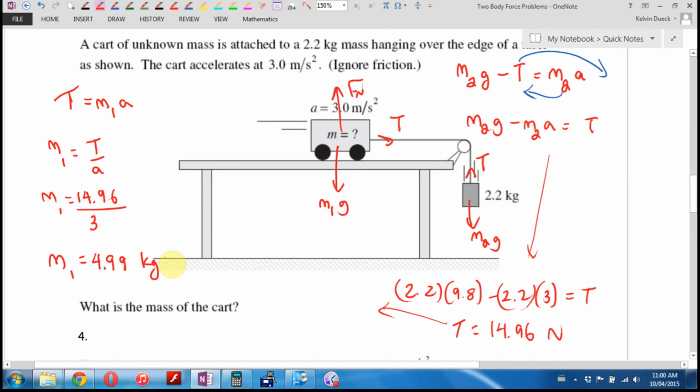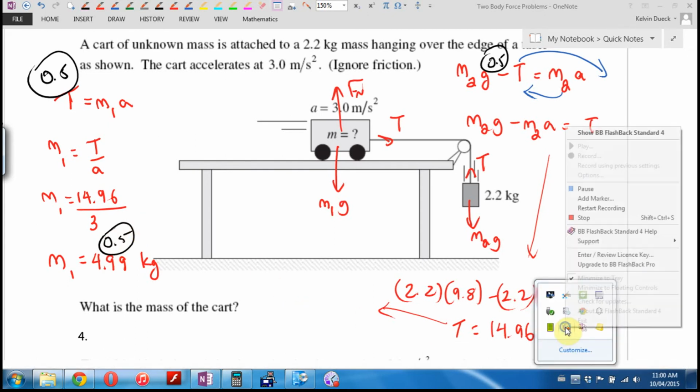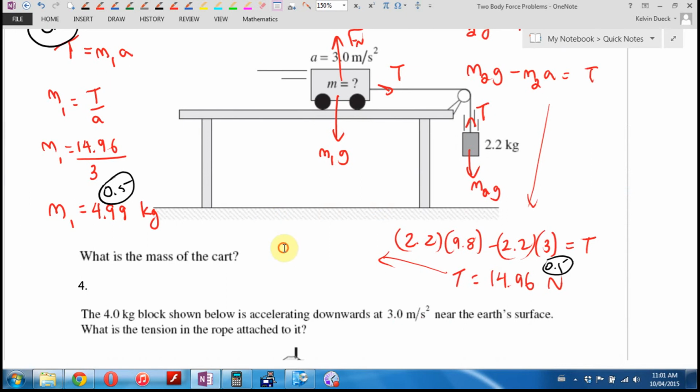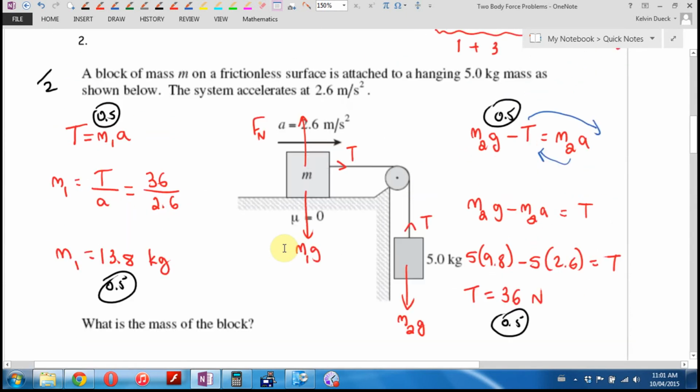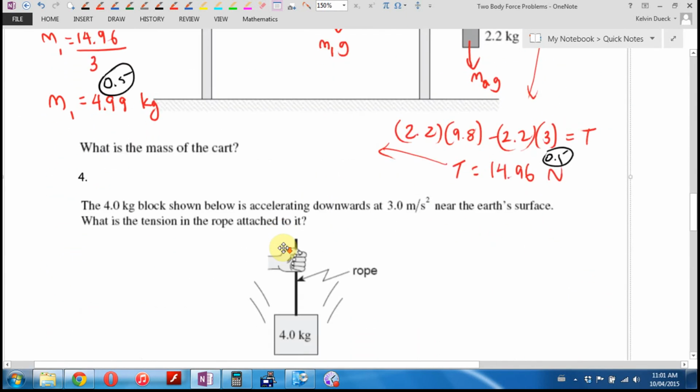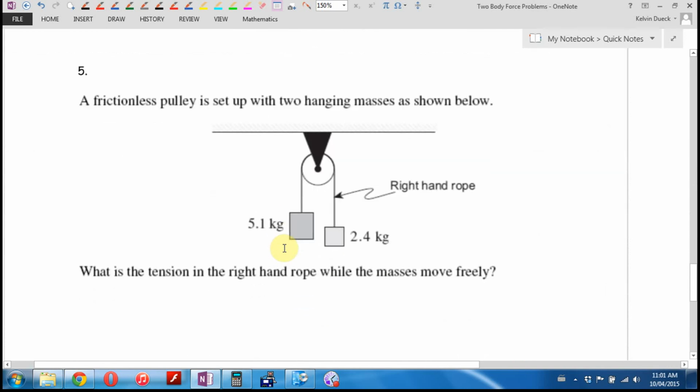Again, finding the mass, that's a tough question. I would give you a half mark for that, half mark for that, half mark for that, and a half mark for the answer. So, number 2, number 3, meh. Number 4 and number 5, I like. Totally fair game on your test.